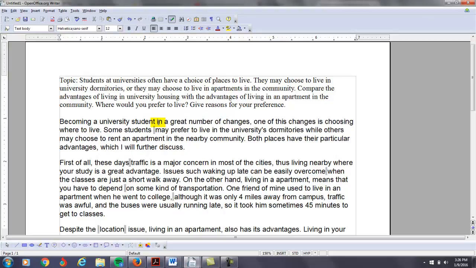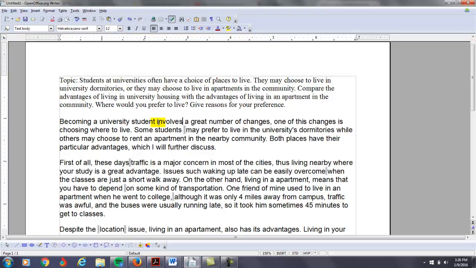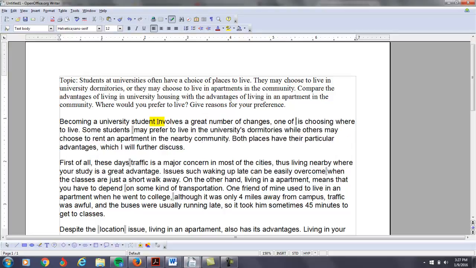I would just say, instead of englobes, I would just say involves a great number of changes. And then you see one of these changes. If you say this is singular, changes is plural, so you have to say one of these changes, but still you can't use the comma here to join these separate independent clauses. But what if you did this? Now you no longer have that comma splice. So go to Google. What is a comma splice? That's what you did, and here's how you repair it.